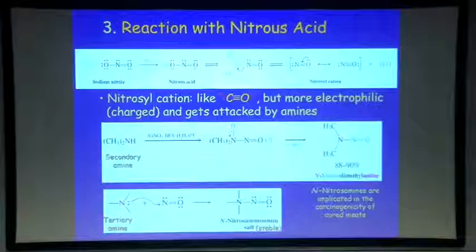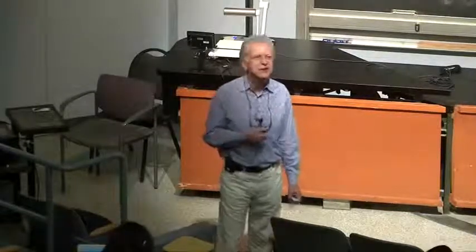And then in the presence of sufficiently strong acid, which doesn't have to be all that strong, you protonate to turn the OH into a leaving group. The leaving group leaves as water, and you get NO+. You get what's called the nitrosyl cation. Now, this should look sort of familiar to you. Okay? This is something that should remind you of electrophilic nitration of aromatics.